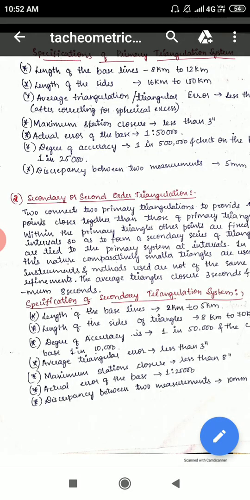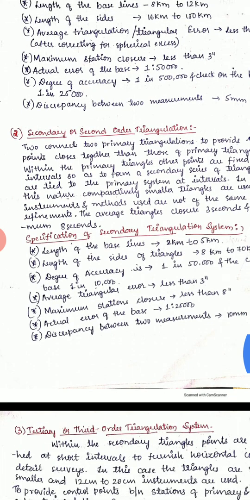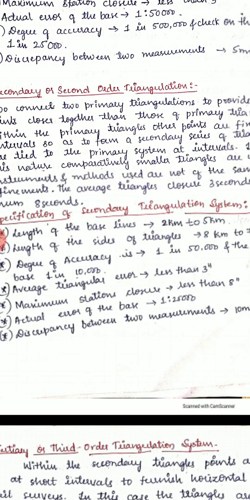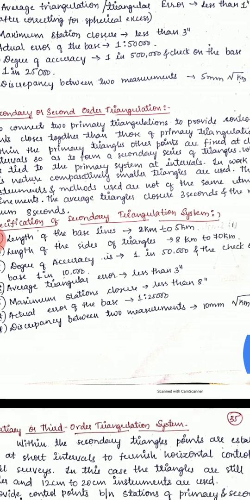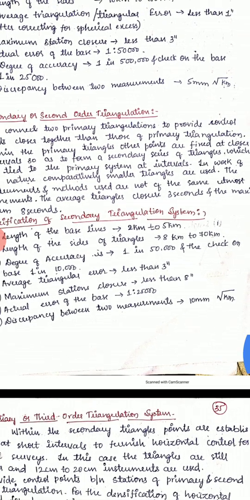See, in secondary or second order, basically they will first find one single triangle by using that primary triangle. Again, by using that base triangle, they will find one more triangle, and by finding all these triangles, they will cover the entire area. And some specifications of the secondary triangulation system. See here, some specifications are there. Length of the baseline is 2 km to 5 km. Length of the sides of the triangles is 8 km to 70 km.